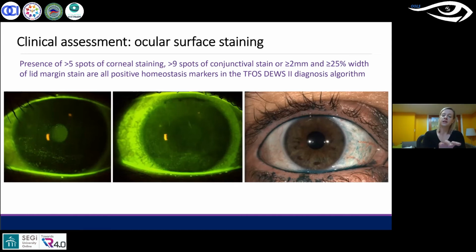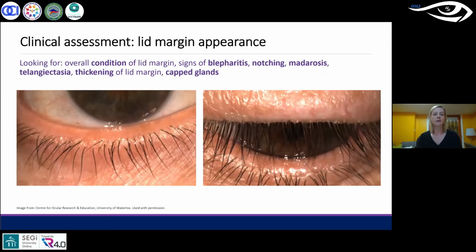But these ocular surface staining recommendations go for Meibomian gland dysfunction, if you're investigating that solely, but also cross over into your dry eye disease diagnosis as well.